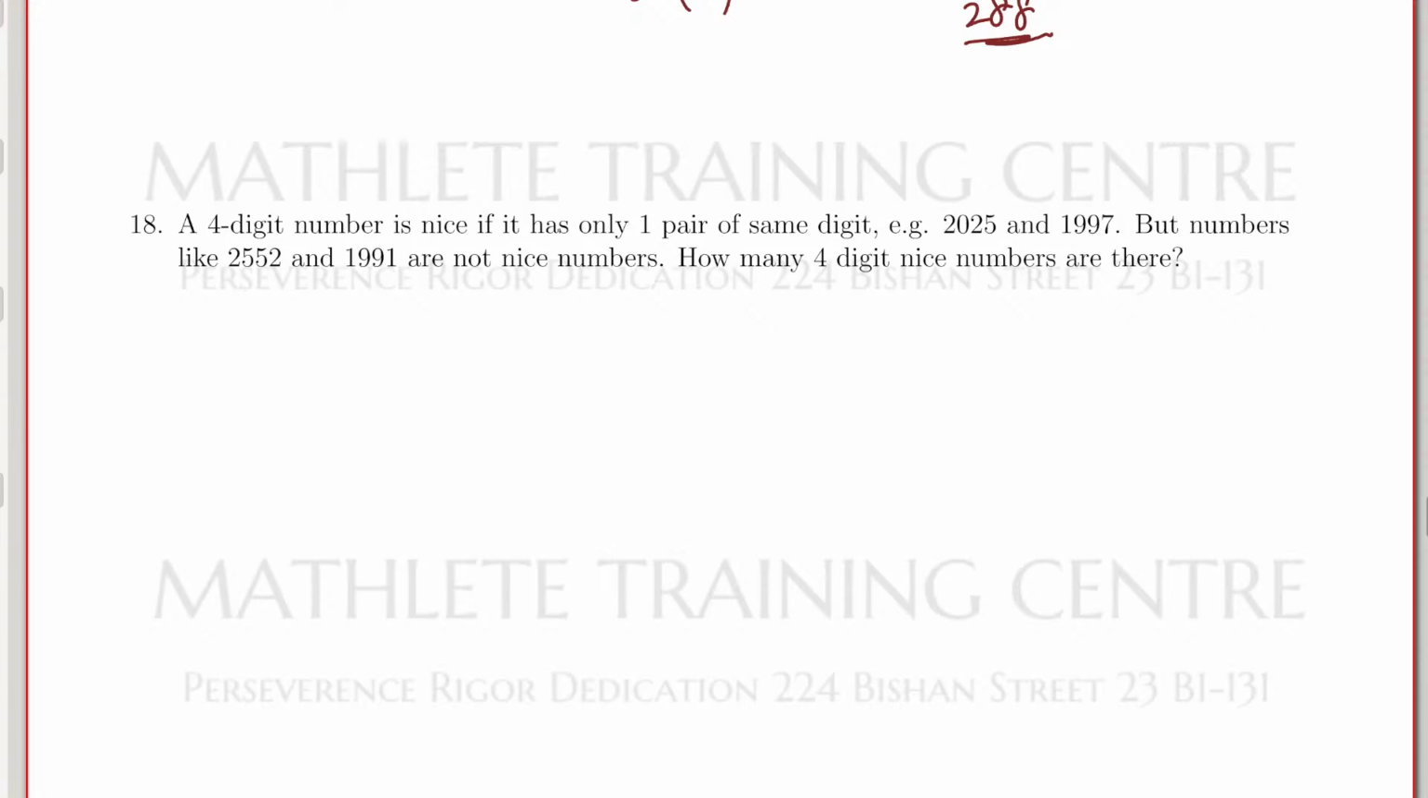Question number 18 says a four-digit number is nice if it has only one pair of the same digit. For example, 2025, the 2 repeats, 1997, the 9 repeats. But numbers such as this are not nice numbers because two pairs repeat. We don't want that. How many four-digit nice numbers are there? So we should recognize that firstly, the possible numbers are of the form AABC. So we can talk about how many ways for us to choose this A, B, and C.